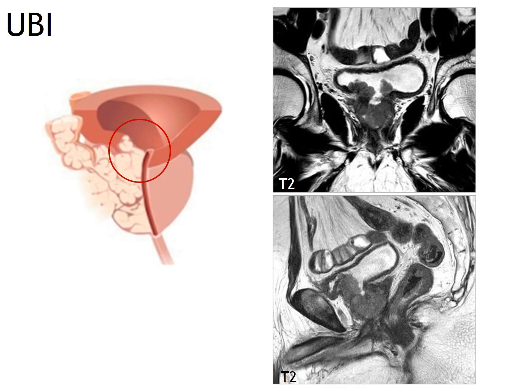Urinary bladder invasion is also very important in staging of prostate cancer, and when it is extensive like this case, it is easy to detect at conventional T2 weighted images.